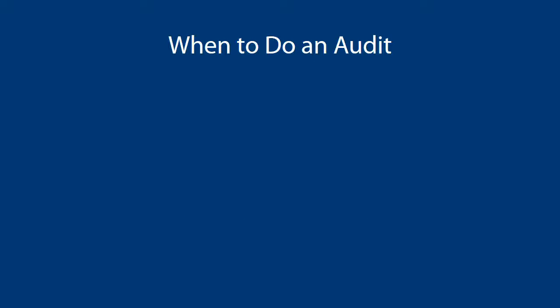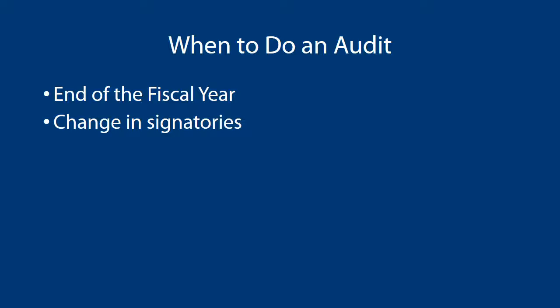We will begin with when to perform an audit. Your PTA should do an audit at the end of your PTA's fiscal year. For many PTAs, this will be June 30th, but check your bylaws for what your fiscal year is. You also perform an audit when there is a change in signatories on your PTA's checking account at a time other than the end of the fiscal year, or whenever you suspect there might be a problem with the PTA accounts.